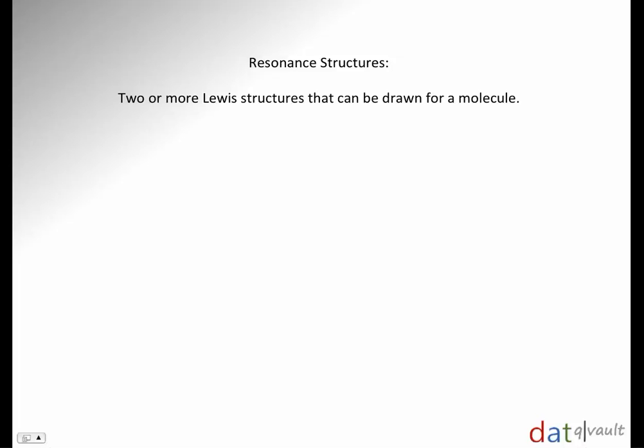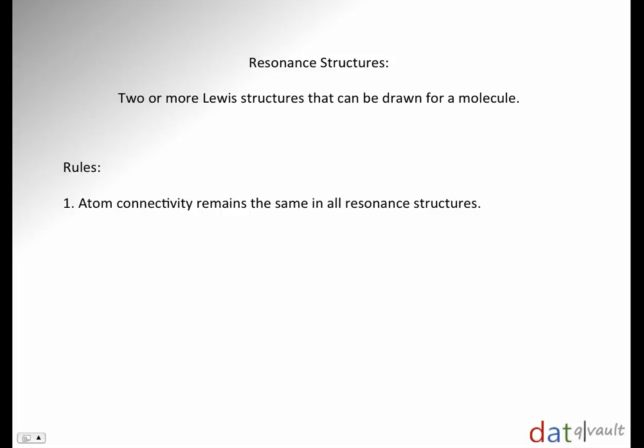So the definition of resonance is two or more Lewis structures that can be drawn for a single organic molecule. I'm going to go over three major rules of resonance structures to help you figure out A, if you've drawn a resonance structure correctly, and B, if one resonance structure is favored over another resonance structure.